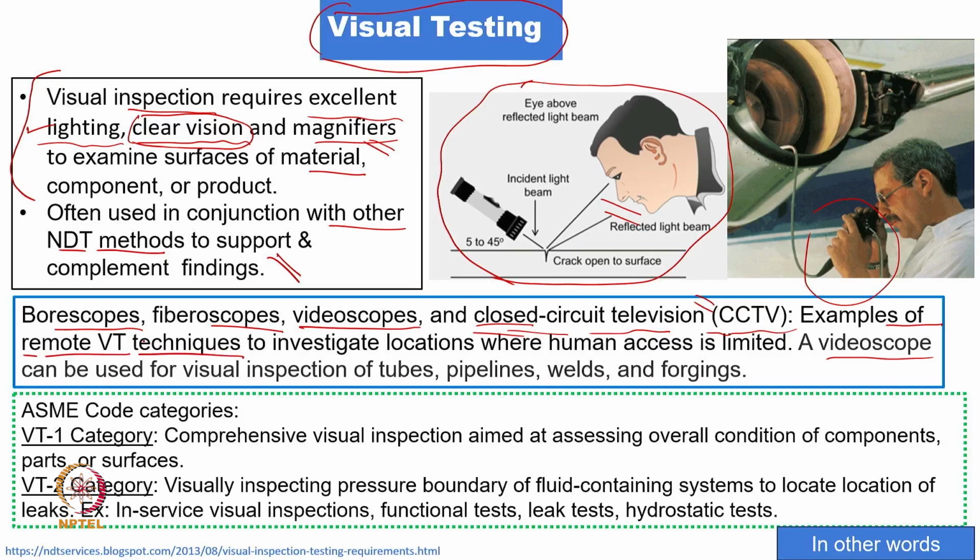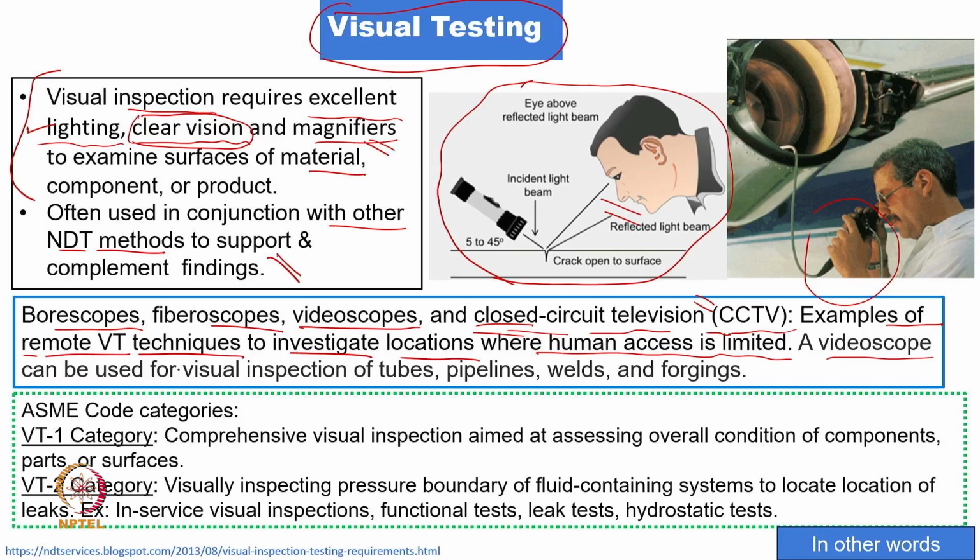So, the visual technique has been known, but now we keep adding more and more features, so that it becomes more and more useful to us. That is why we say it is an example of a remote VT technique to investigate locations where human access is limited. A person cannot really reach, there is a long pipe, a person cannot really go inside a pipe and try to figure out, and there is a video scope or maybe some sort of camera fixed inside, and it is really telecasting the complete images of that circuit, or that place, providing that local information, which will be very important for us. So, that is what has been shown.